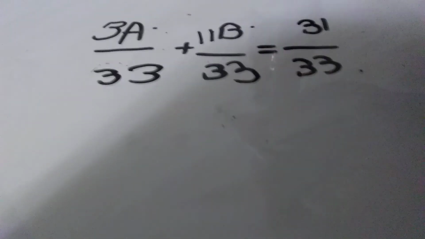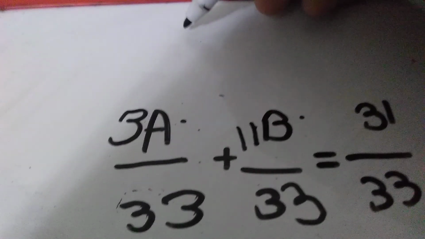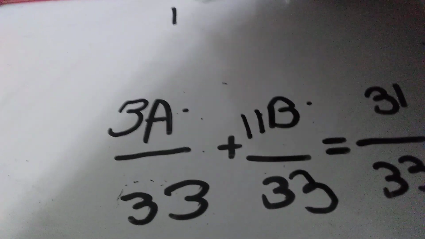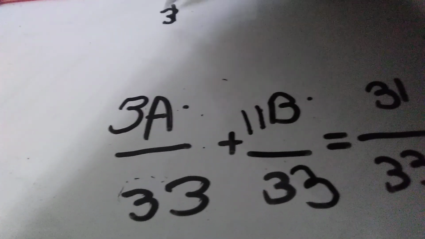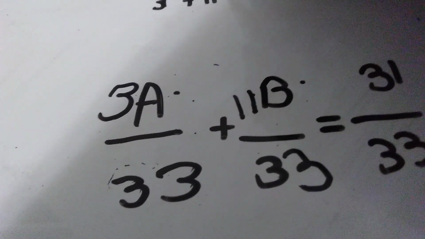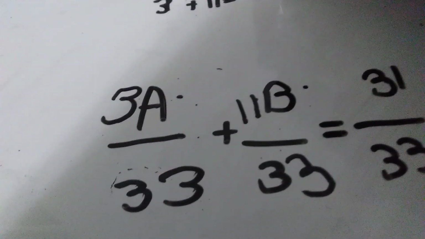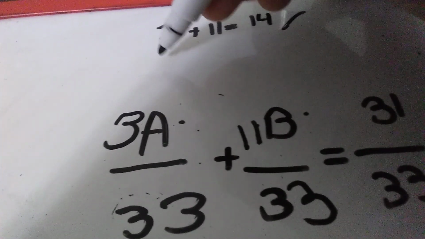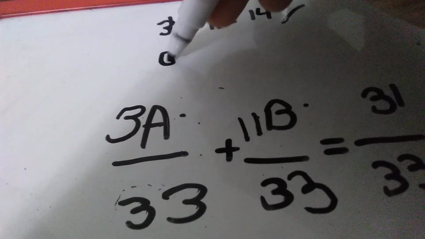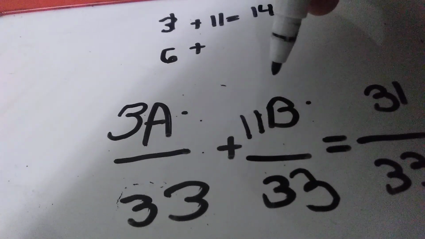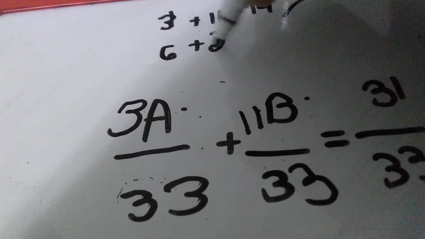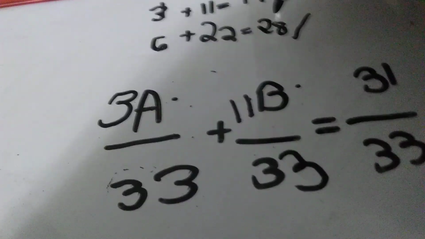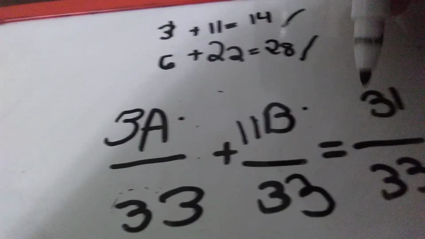From here, it's pretty much guess and check. So let's start. If A equals 1 and B equals 1, then 3 plus 11 equals 14. That can't be right. If A equals 2, which is 6, and B equals 2, which is 22, it equals 28, which isn't correct, but we do know that 28 is 3 off from 31.